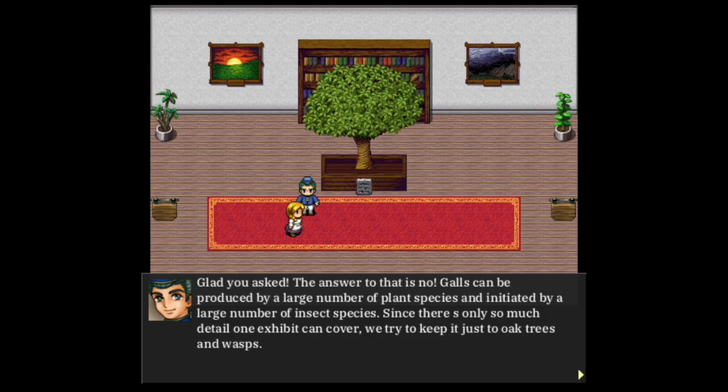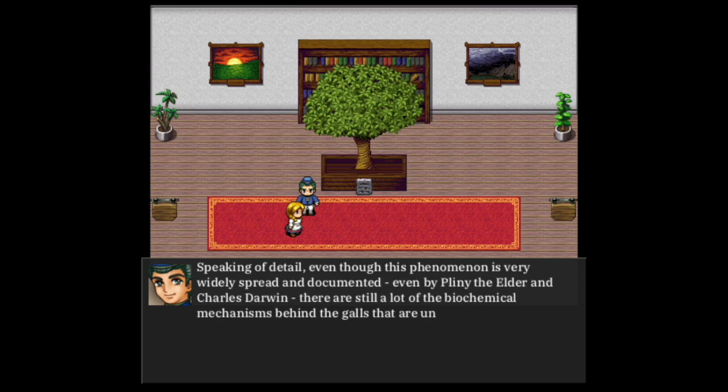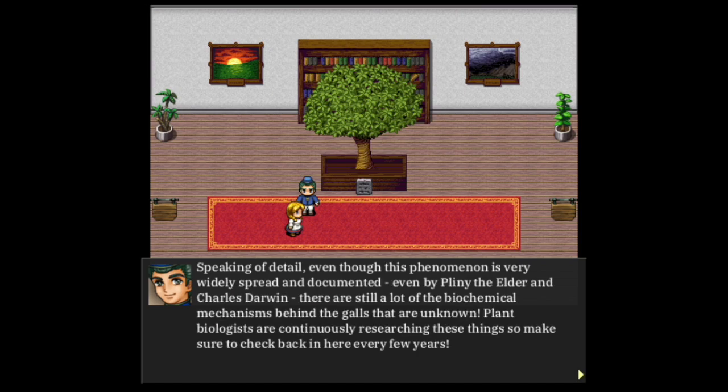Galls can be produced by a large number of plant species and initiated by a large number of insect species. Since there's only so much detail one exhibit can cover, we try to keep it just to oak trees and wasps. Speaking of detail, even though this phenomenon is very widely spread and documented, even by Pliny the Elder and Charles Darwin, there are still a lot of biochemical mechanisms behind the galls that are unknown. Plant biologists are continuously researching these things, so make sure to check back in here every few years.